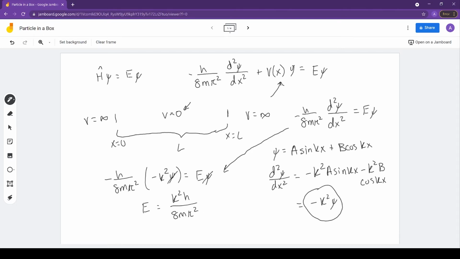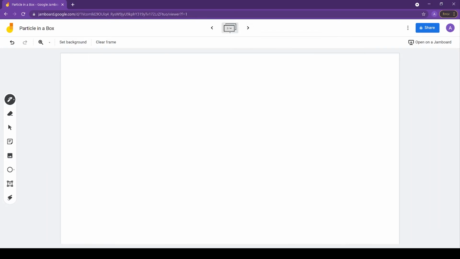Okay, cool. So now we're going to look at what are called boundary conditions of this particle in a box, and we're going to see how this reduces the number of wave functions that are possible. So I'm going to redraw our particle in a box picture. We have our length L, and we have x equals 0, x equals L, our potential as infinite on the two sides, and our potential is 0 in the middle. And we also have our energy term. Energy is k squared h divided by 8m pi squared.